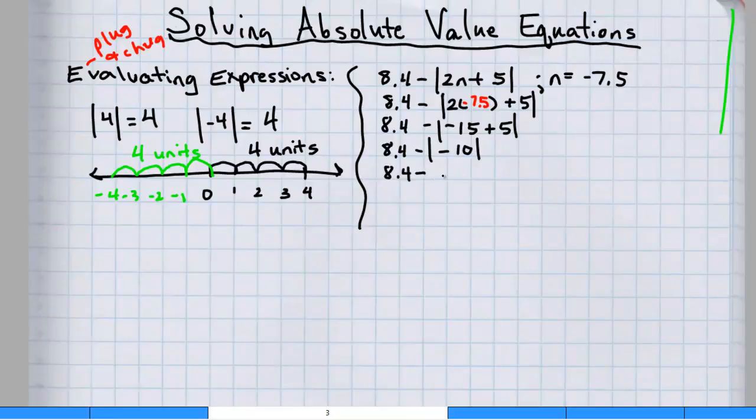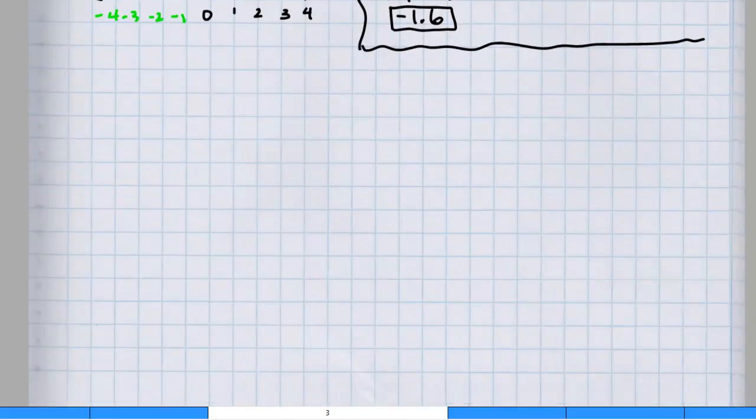The absolute value of negative 10 is positive 10. So 8.4 minus 10 is equal to negative 1.6. And that's how you evaluate. Let's look at solving some absolute value equations.